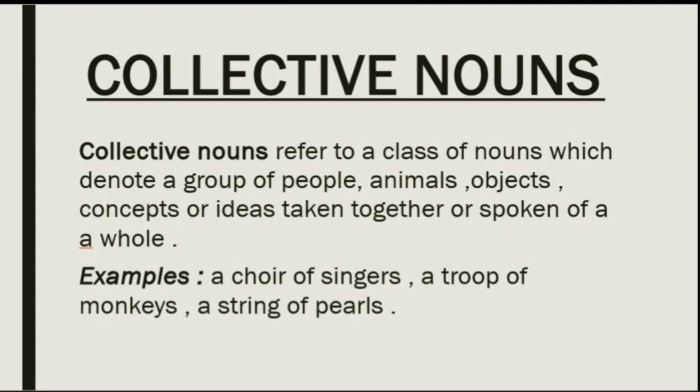Class, team, army, swarm, bundle, bunch: these are all collective nouns because they refer to a group of a particular noun as a whole. Example, a choir of singers. Choir is a group of singers. A troop of monkeys. Here troop is a collective noun. A string of pearls. Here string is a collective noun because it refers to a class or category of a group which is considered as a whole. I hope you understood what collective nouns are.